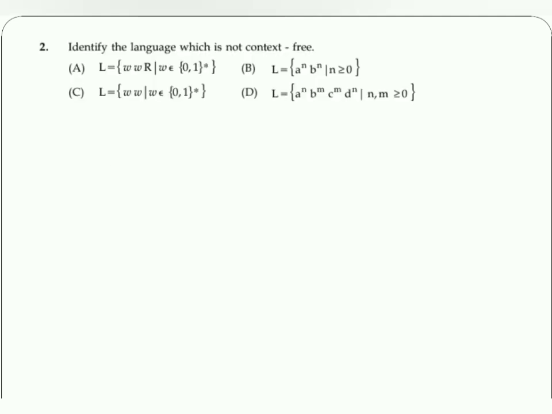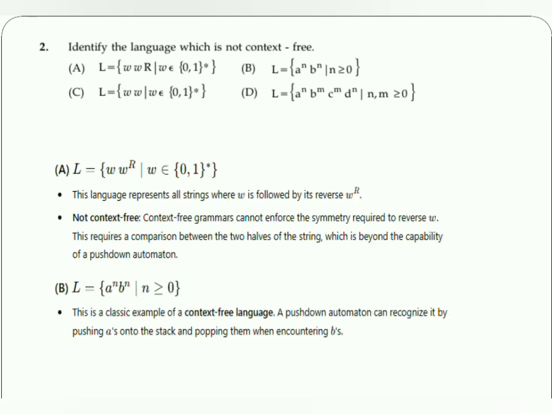Next, identify the language which is not context free. Here they have given the options: A, L equals W power R, where W belongs to the combination of 0 and 1; B, L equals a power n, b power n, n greater than or equal to 0; C, L equals WW, where W belongs to the set of combinations of the strings 0 and 1; and option D is L equals a power n, b power n, c power n, d power n. Here n, m values are greater than or equal to 0. So we will check each option one by one.